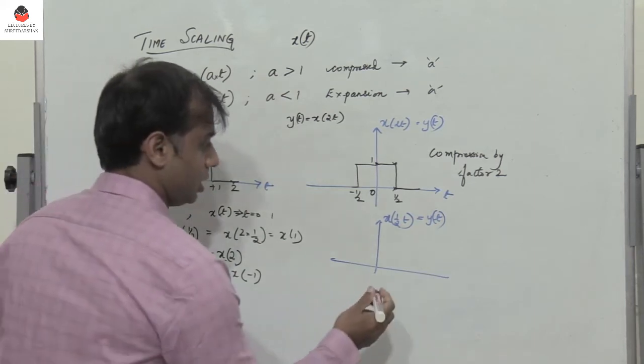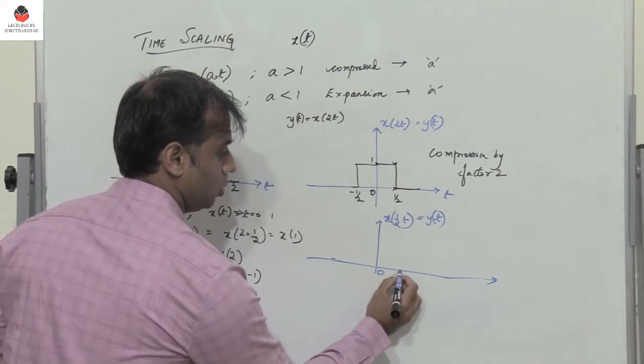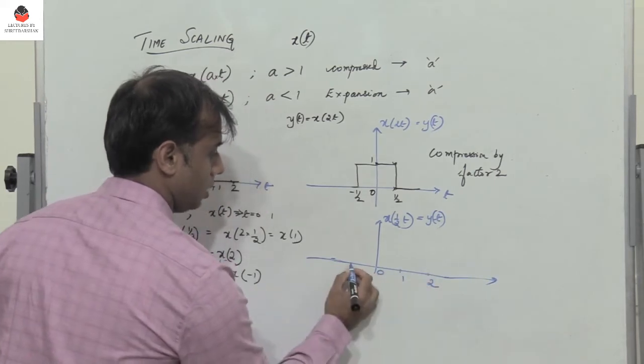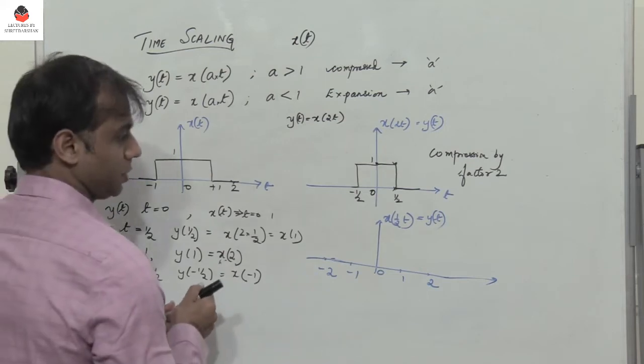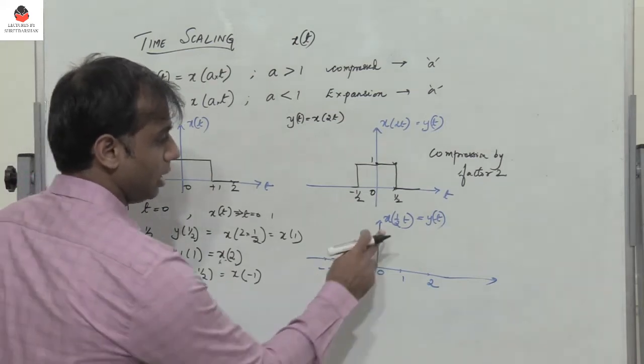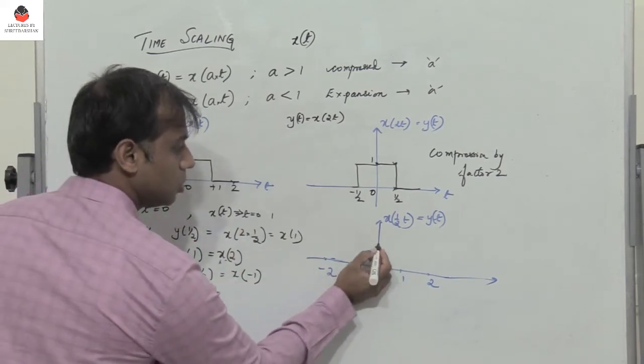Now let's try to do it directly because it's very easy. So I have 0, 1, 2, -1, -2. Now put t equal to 0. So if I put t equal to 0, I get x of 0 equals y of 0. So x of 0 is 1, y of 0 also will be 1.